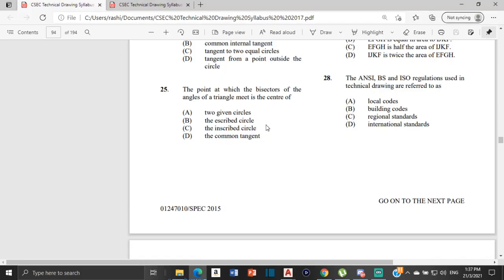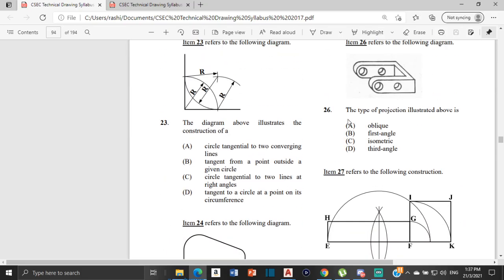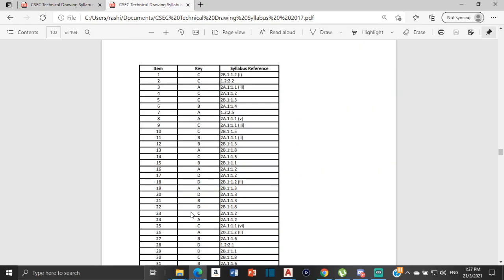All right, now number 26. It says the type of projection illustrated above is, and the answer is oblique, A. The reason why it's oblique is this: in oblique projection, the front part of an object will look flat, almost two-dimensional, like this right here. See, this just looks flat. This part just looks flat. This is an actual circle that looks flat, but then the sides will slope at a 45-degree angle, and that's oblique projection. So number 26 should be A, and it is indeed A.